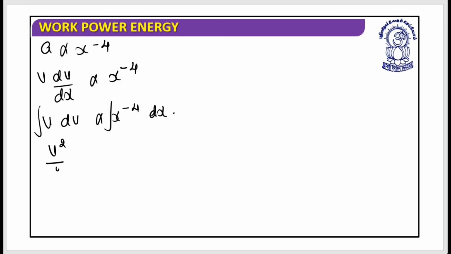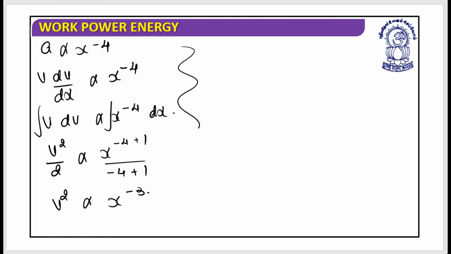That should be v square by 2 proportional to x to the power minus 4 plus 1 divided by minus 4 plus 1, and so v square is directly proportional to x to the power minus 3. As we are dealing with proportionality, we are going to omit the constants. So v is directly proportional to x to the power minus 3 by 2.